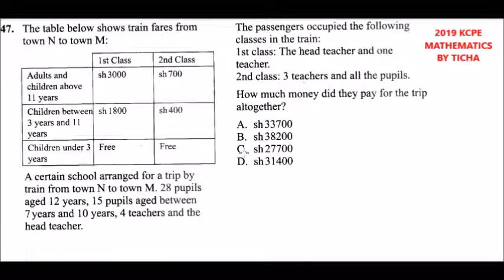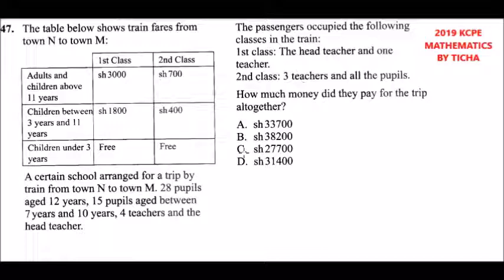Question number 47. The table below shows train fares from town N to town M. So we have the train fares: first class, second class, adults and children above 11 years. First class, they were paying 3,000. Second class, they were paying 700. Children between 3 and 11 years: first class, they were paying 1,800. Second class, they were paying 400. Children under 3 years were traveling free.